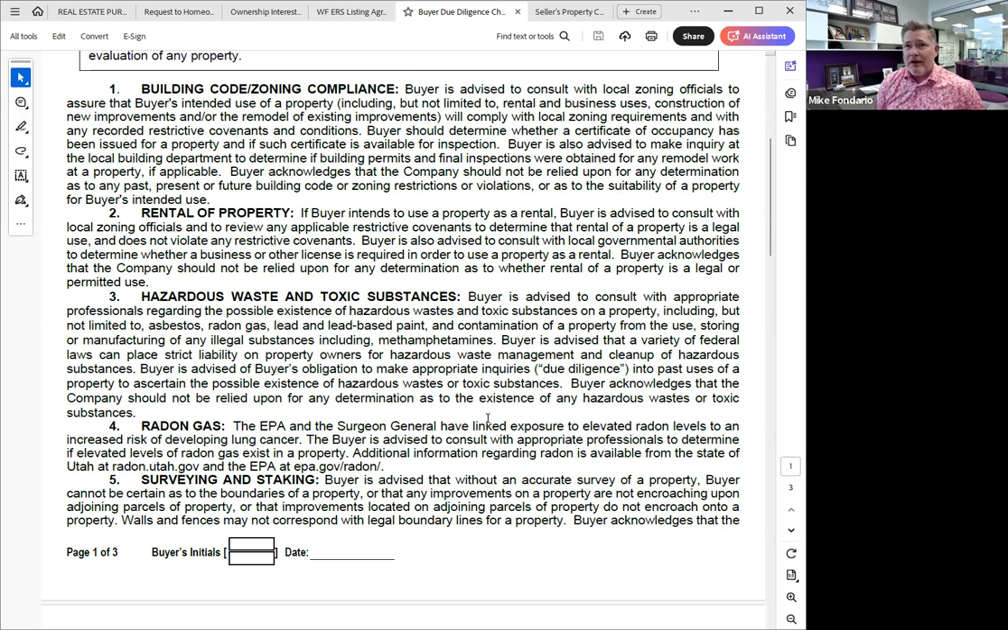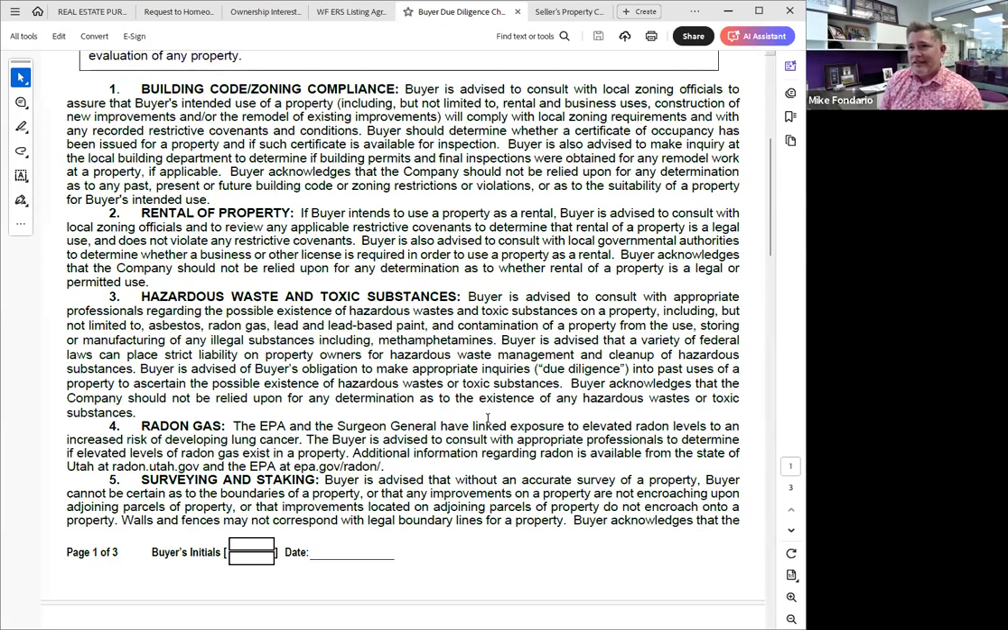Rental of property. This is a big one and it's becoming a bigger issue all the time. If people intend to buy stuff for rent, especially short-term rentals, they better make sure they have explicit approval from the people who can approve it before they jump into that, because cities and HOAs and everybody is cracking down on that in many areas. So make sure you have that discussion.